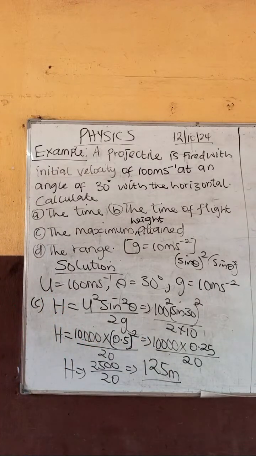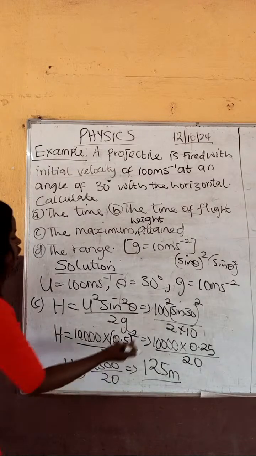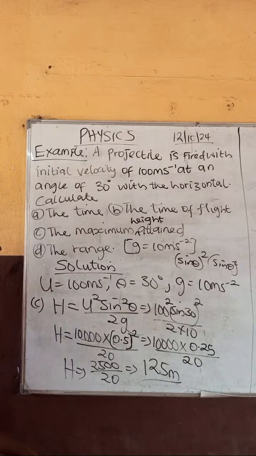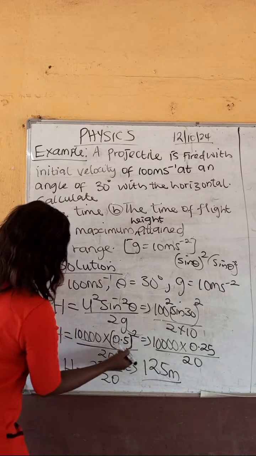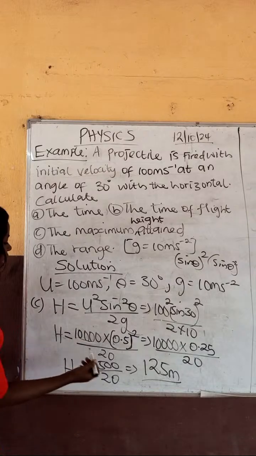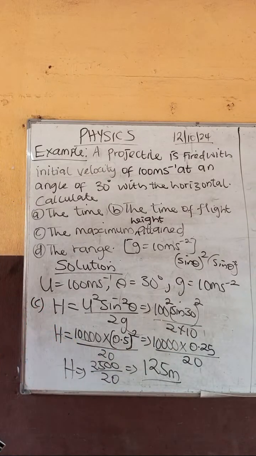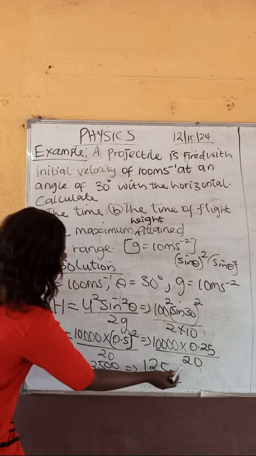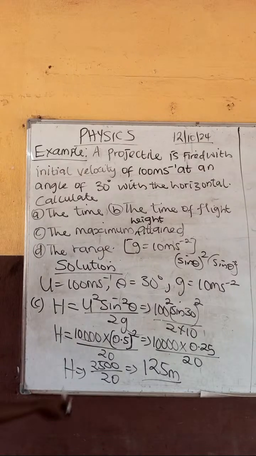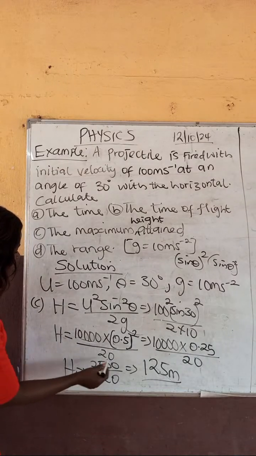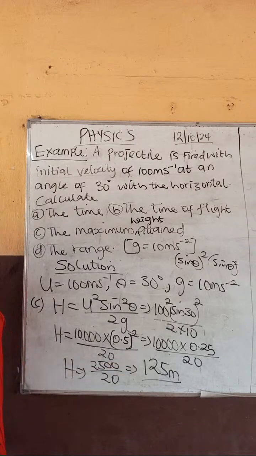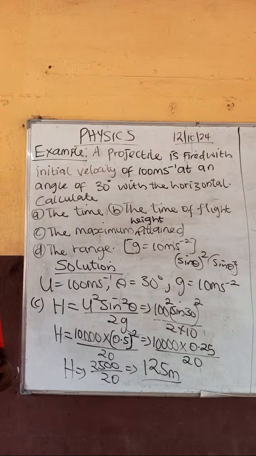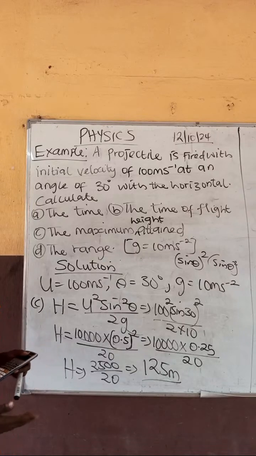Right? Now what I'm going to do next is to substitute what I have. When you square 100, you have 10,000, then times sine 30 here, which is 0.5, all squared. Now we divide by 2 times 10, which is 20, right? So let's open this and get what we have. This is 10,000 times, the square of this is going to give us 0.25. Now divided by 20. Now what do we have next? We have H is equal to 2,500 over 20, and my answer becomes 125 meters. So this is how we can solve that to get our answer, which is the maximum height attained.